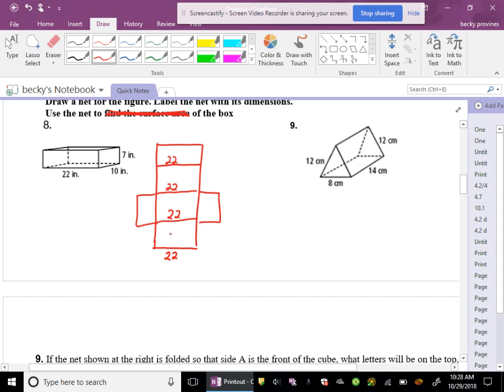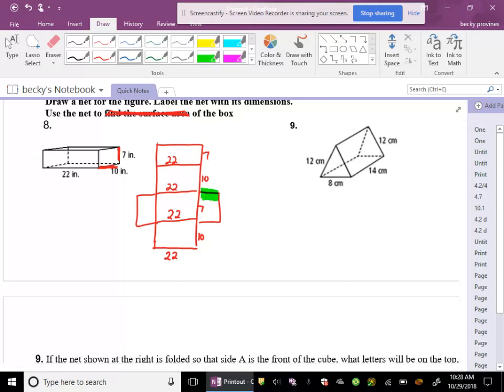I know it's 22 all the way up. And on the side, it's going to alternate between 10 and 7. So 10 and 7, 10 and 7. And so what is the dimension of this?